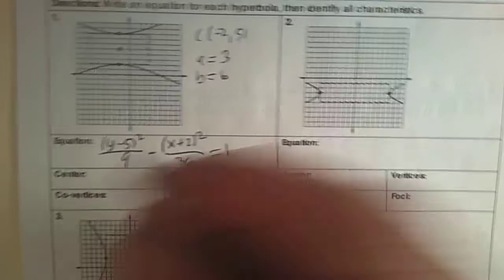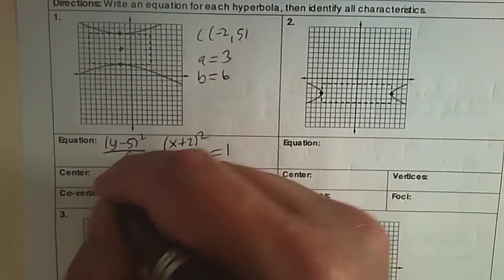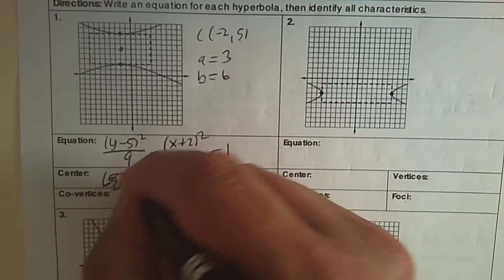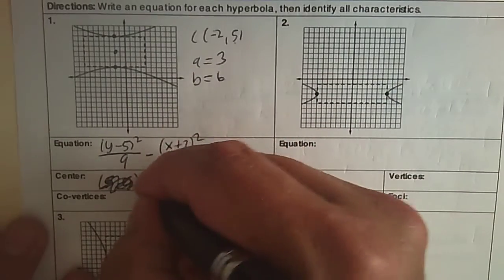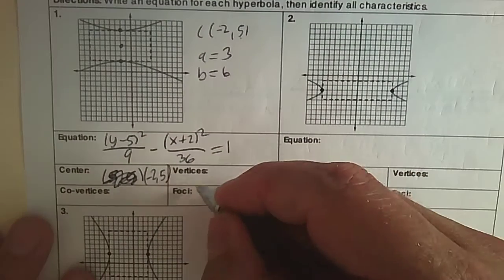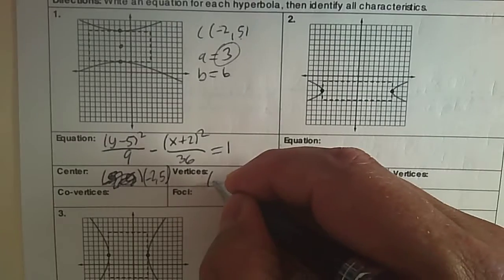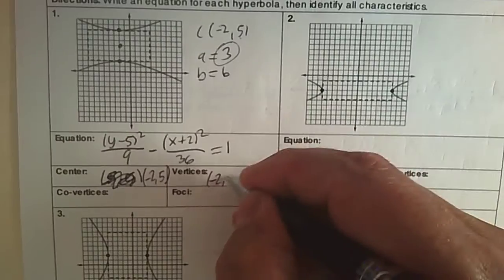The center is at 5, -2. What? Is -2, 5. See how I flippity flipped? Easily done. -2 and 5. Perfect. Think. Vertices. What did I do? I added and subtracted 3 to the y coordinate. So that's -2 and 8.